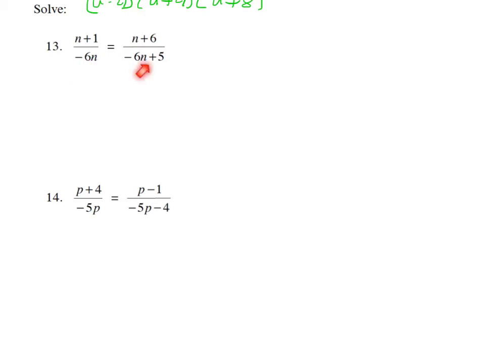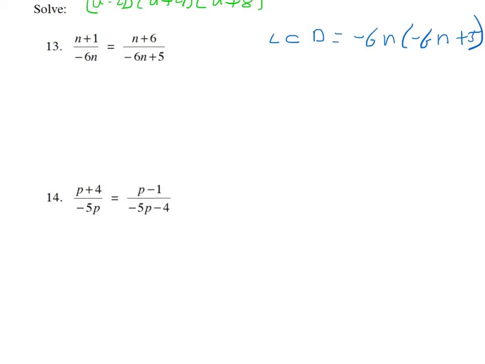Will either of those two things factor? No, it won't. Now notice something else. Don't be tricked. This is a negative 6n, and you might think this is a negative 6n as well, but it's not. It's a negative 6n plus 5. So what we're going to do in this case is my LCM is going to be negative 6n times negative 6n plus 5. Now, remember that LCM becomes my LCD.